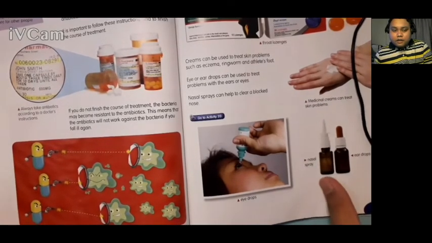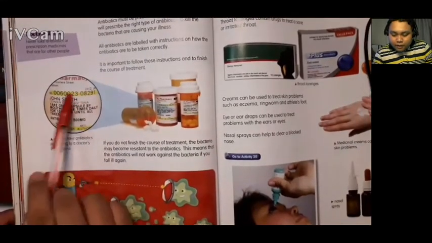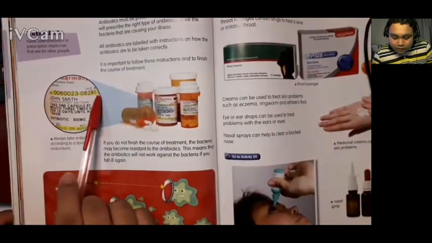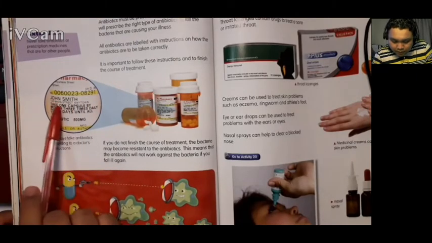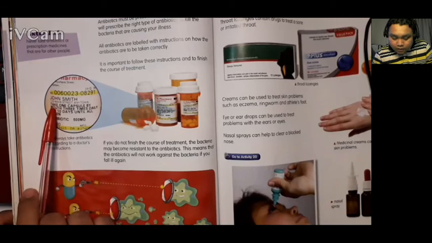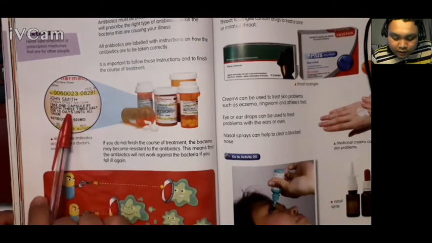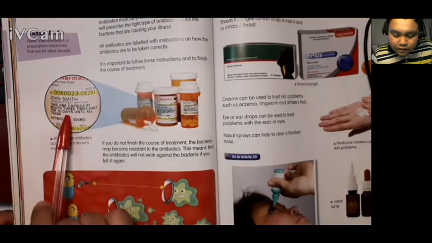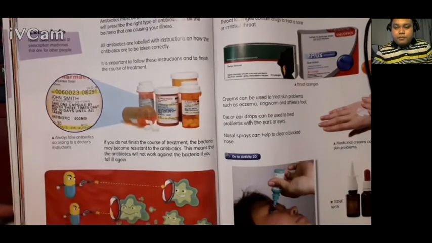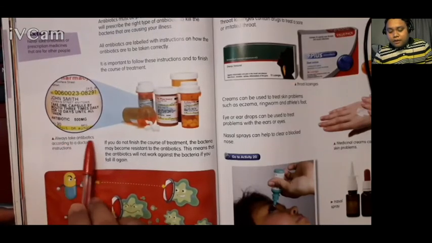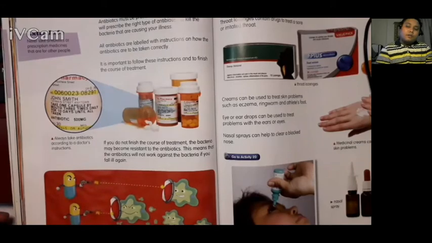Okay, so let's see an example here. There's a zoom out part here. So we have here its serial number, I guess. John Smith, his address, and then there's the instruction. Take 1 capsule by mouth 3 times daily for 10 days until all taken. Antibiotic, 500 milligrams. Always take antibiotics according to a doctor's instruction. That's very important.